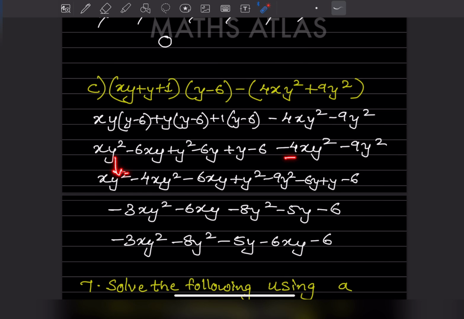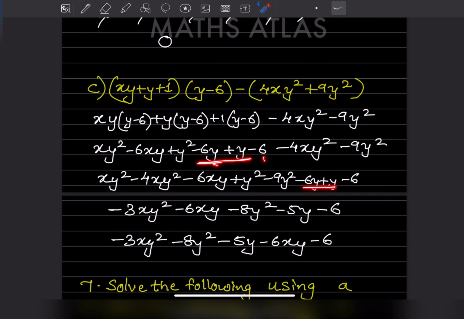And we can see here as well xy square. So we'll bring it together. This 6xy is just alone. What you can see here, plus y square minus 9y square. So that will bring it together. And again, you can see this minus 6y plus y that is together here.